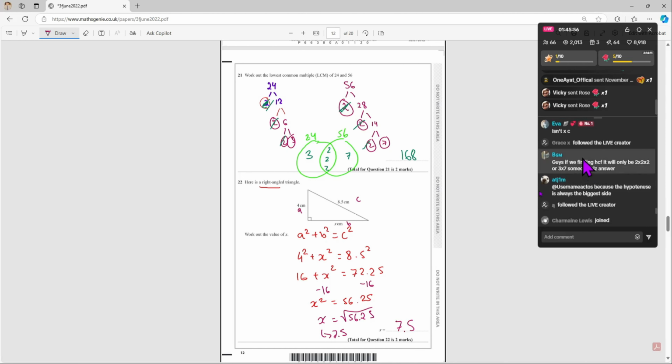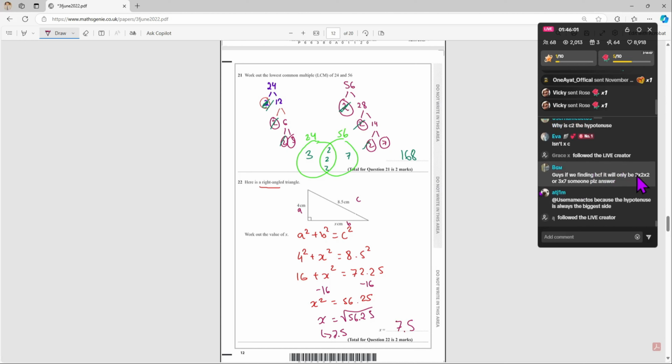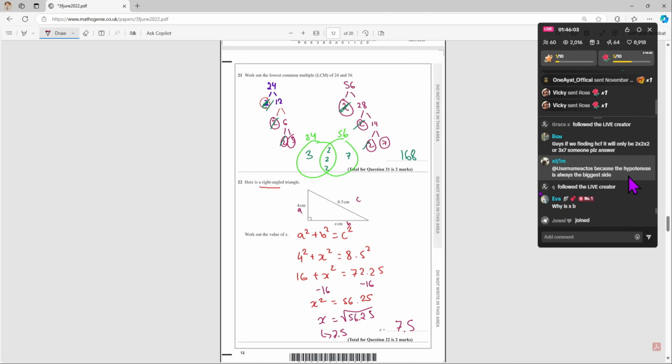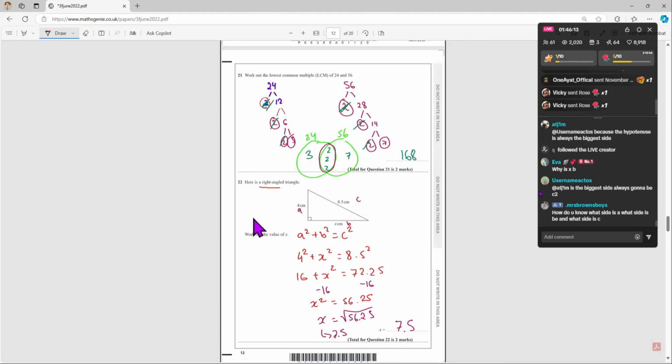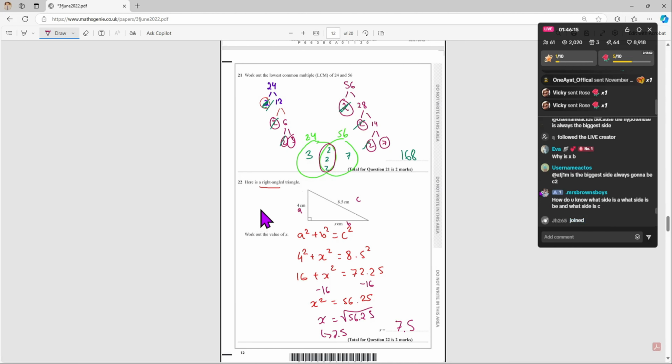So if we are finding the HCF, the highest common factor, is it only going to be 2 times 2 times 2 or 3 times 7? If it's the lowest common multiple, you multiply all the numbers, right? If it's the highest common factor you're working out, you only multiply the numbers in the middle, okay? Highest common factor, you only multiply the numbers in the middle.